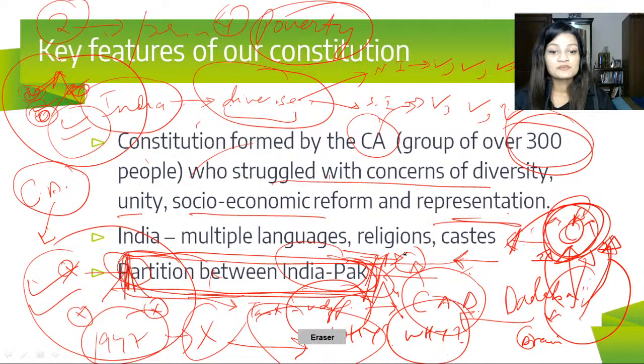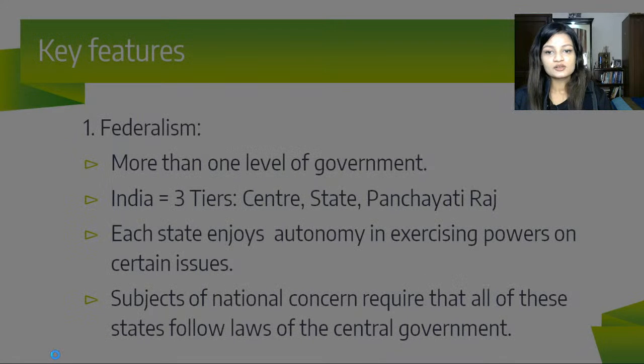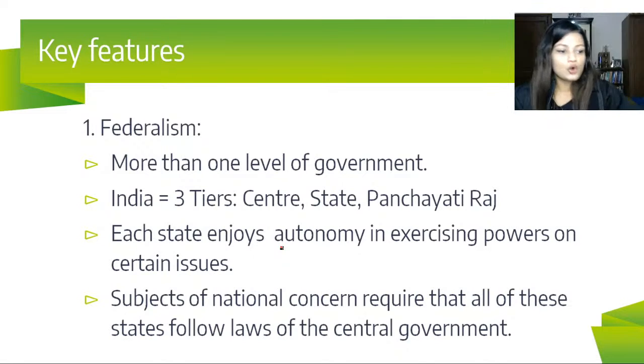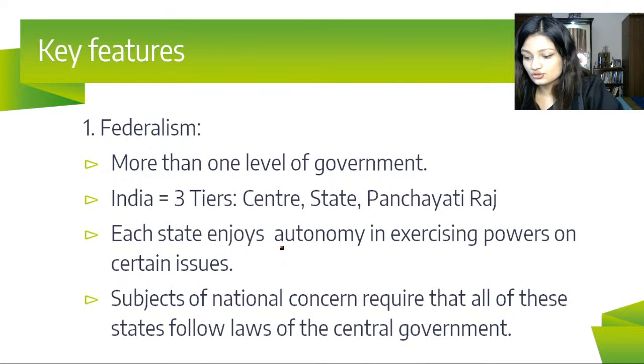So, when we were writing the constitution, we also had to understand that all these socio-economic challenges were there, and we had to figure out ways in which we could develop and ways in which we could not be so poor. Okay, so I hope that is clear. So now we are going to talk about the key features of our constitution. We've listed some of the problems that we faced, socio-economic problems, concerns of diversity, representation, and so on and so forth.